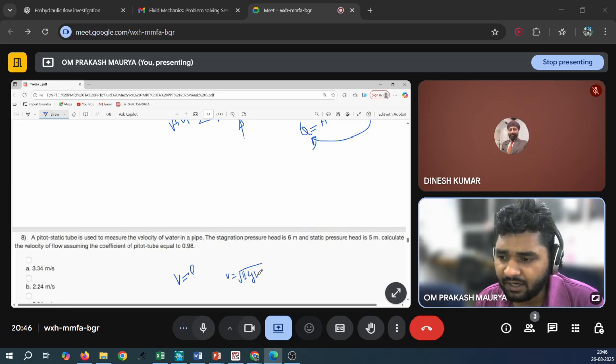but here head is not given. At the place of head you have the stagnation pressure head as well as the static head, so you can think that way. And if the coefficient is given, you need to multiply your final answer with the Cd.